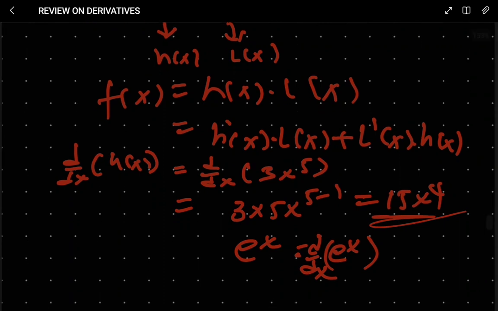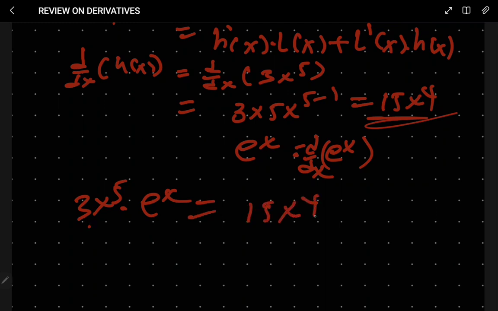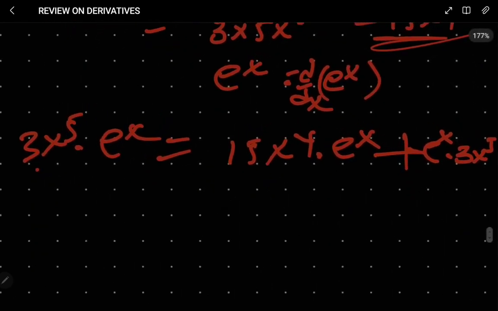Now, what do we have? The derivative of 3x raised to 5 times e to the power of x is equal to the derivative of this one, 15x to the power of 4 times e to the power of x, minus, no, I'm sorry, plus the derivative of e to the power of x, which is e to the power of x, times the polynomial one, x raised to 5. Okay, this is the derivative, but how do you simplify?